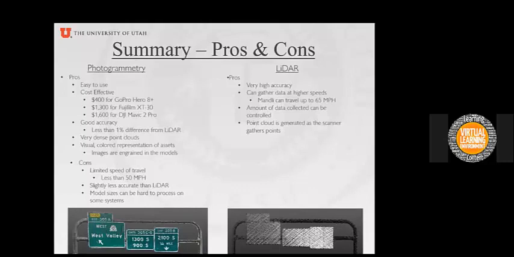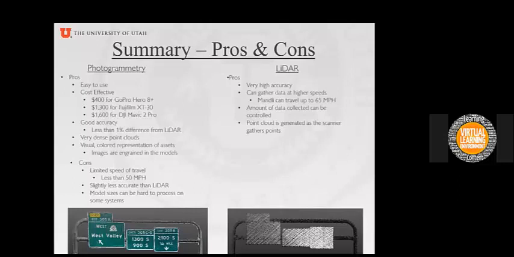And another pro of LiDAR is that the point cloud is generated as the scanner is gathering points. So as the scanner is actively gathering these points, it is also generating this point cloud. But for photogrammetry, we have to take these images and then we have to input them into a software to process and create these point clouds. So for LiDAR, it's done in one step.